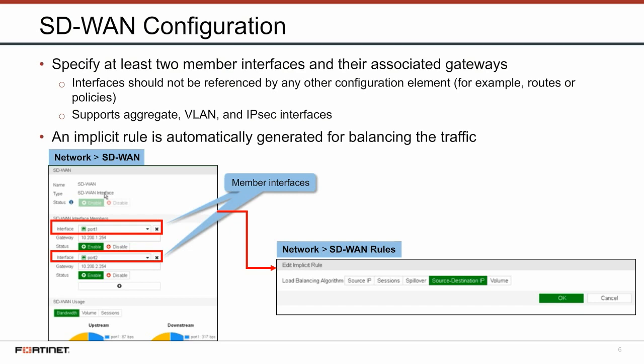In FortiOS version 6.0, an implicit rule is automatically generated when you enable SD-WAN. If none of the conditions for any of the other rules are met, then the implicit rule will be used. This implicit rule is simply designed to balance the traffic among all the available SD-WAN member links. We will talk about SD-WAN rules later in this lesson.